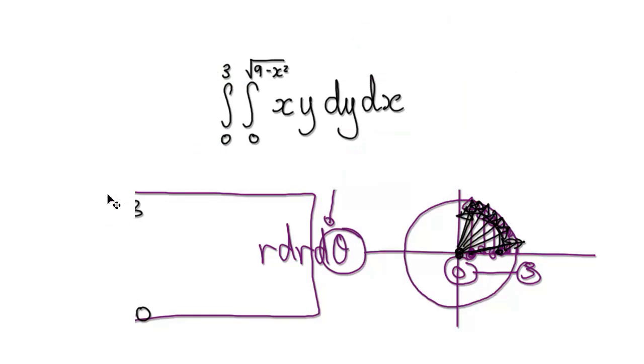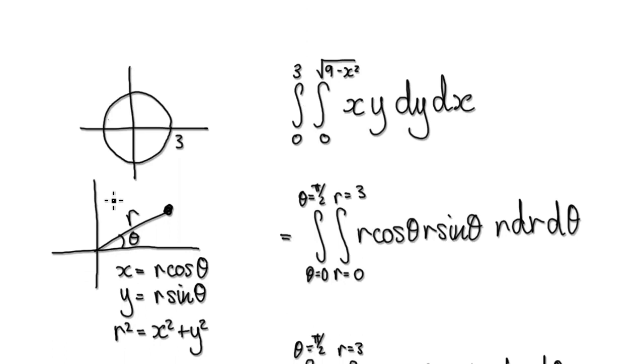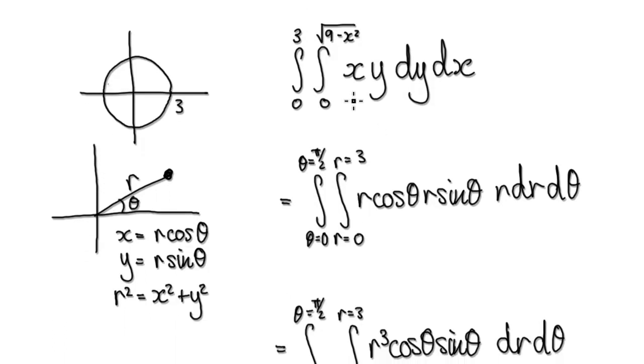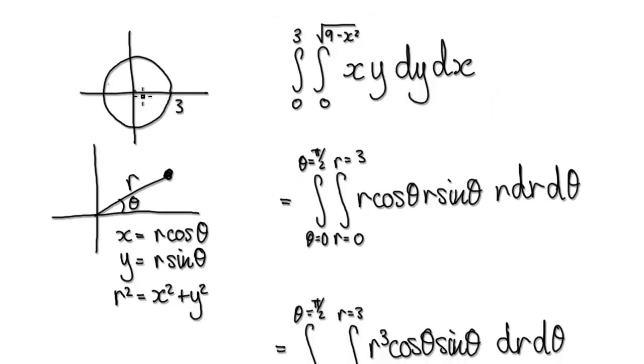So let's start again here. Originally we were given this, and then we need to convert it to polar form. We've got to start here and then scan like this. So that would be from r equals 0 to r equals 3. And then the angle, you're sweeping through an angle of 0 to an angle of pi over 2.